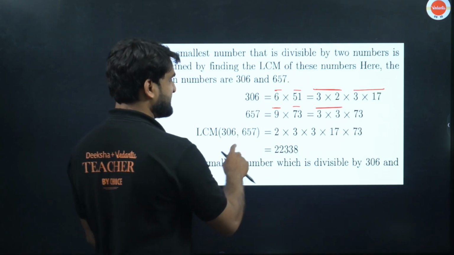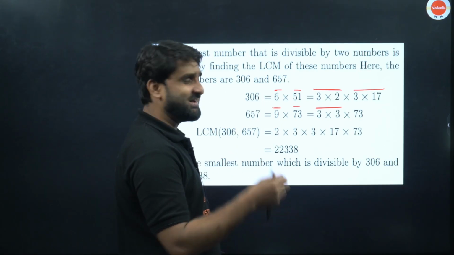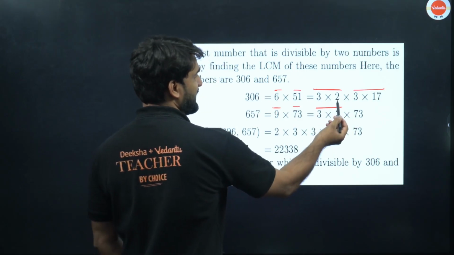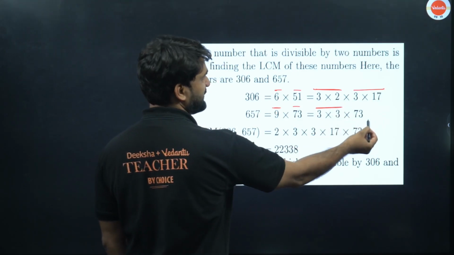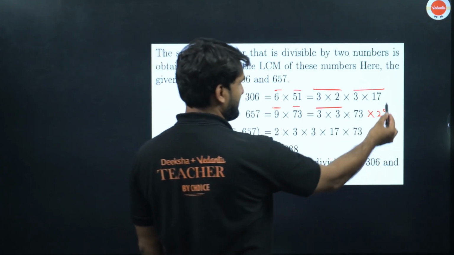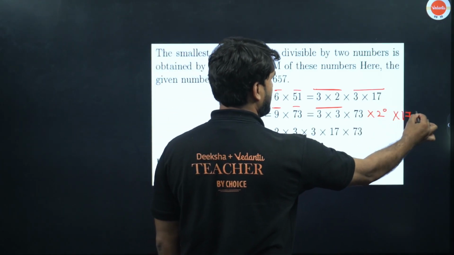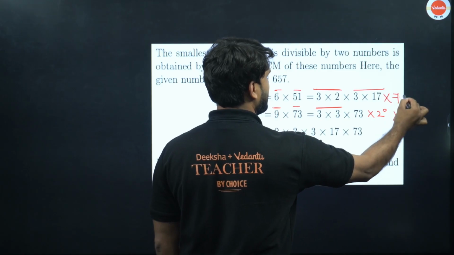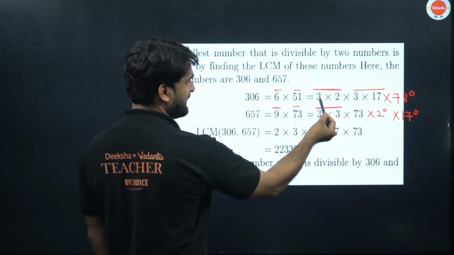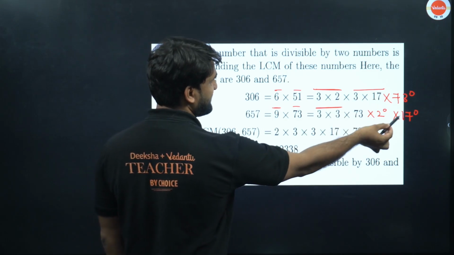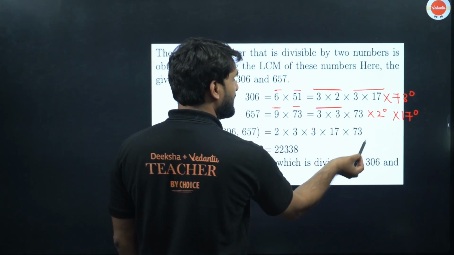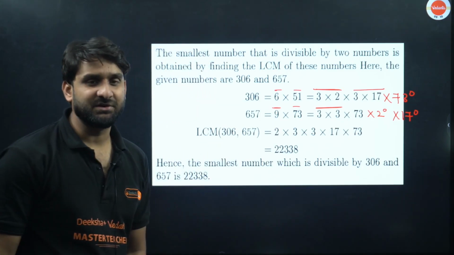Okay, now LCM will be equal to, for LCM we always take the highest power. So for 3 the highest power will be 3 square, and for 2 the highest power is 2, because 2 is present. For 17, 17 is present here but not there, so that is 17 to power 0. 73 is there, and in the other it is 73 to power 0. So 2 will come, 3 square will be considered, 17 will be considered, and 73 to power 1, since 73 to power 1 is the highest power.